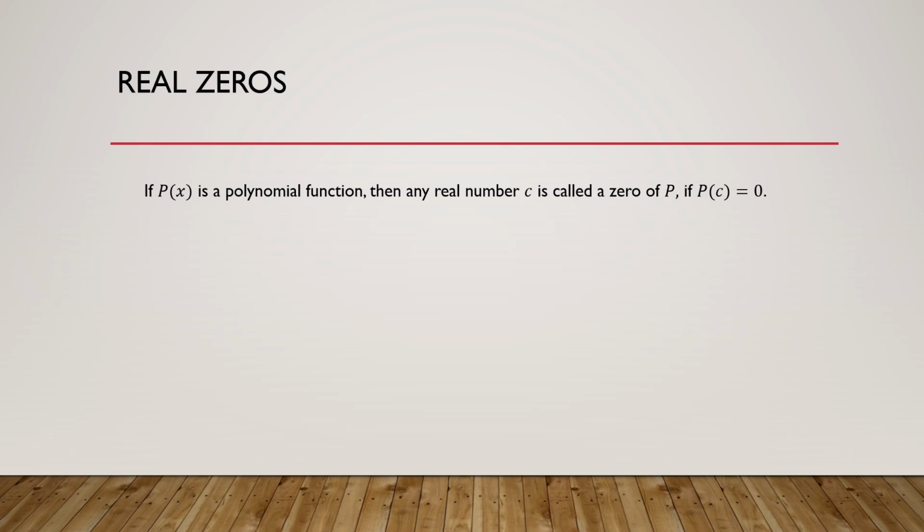If p of x is a polynomial function, then any real number c is called a zero of p if p of c equals 0. If p of c equals 0, then the graph of p has an x-intercept at x equals c.